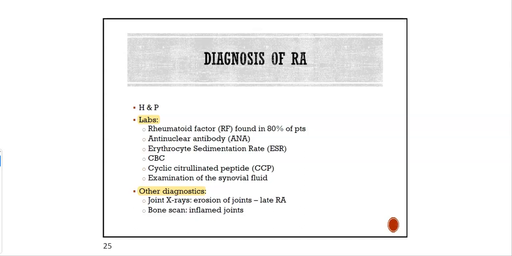Other diagnostics include joint x-rays. They show some erosion of the joints, and usually that's in late RA. And a bone scan can show some inflammation in the joint area. Sometimes x-rays are not enough, so they may order a CT scan or MRI just to see if there's any inflammation that may not have been detected on the x-rays.